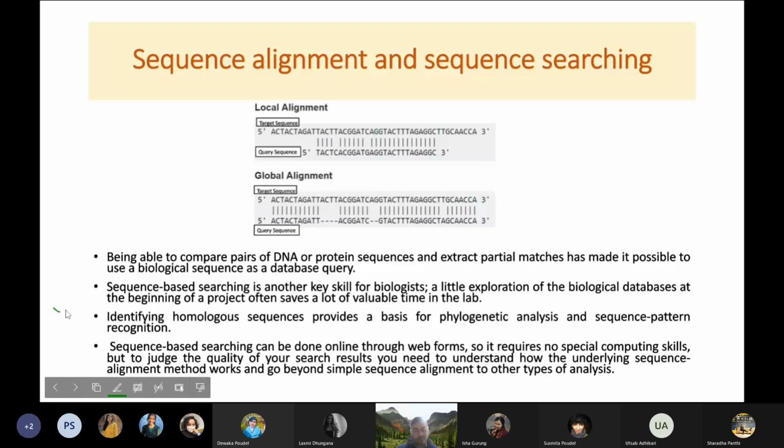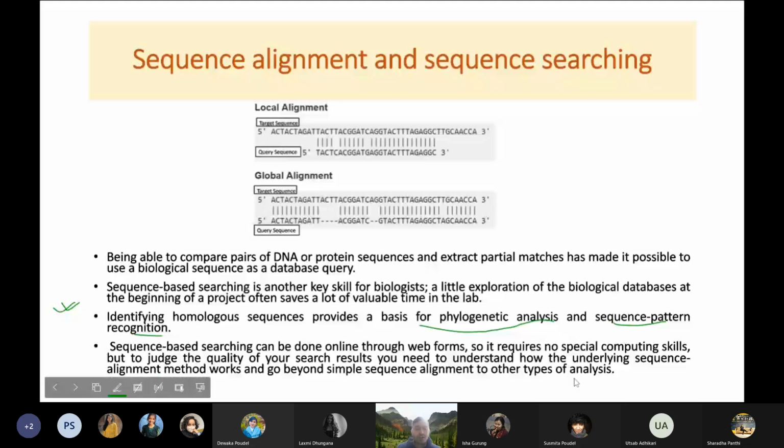And thirdly, identifying homologous sequences provides a basis for phylogenetic analysis and sequence pattern recognition. So there might be certain information in here that you can deduce. Sequence-based searching can be done online through web forms. It requires no special computing skills, but to judge the quality of your search results, you need to understand how the underlying sequence alignment method works and go beyond simple alignment to other kinds of analysis.